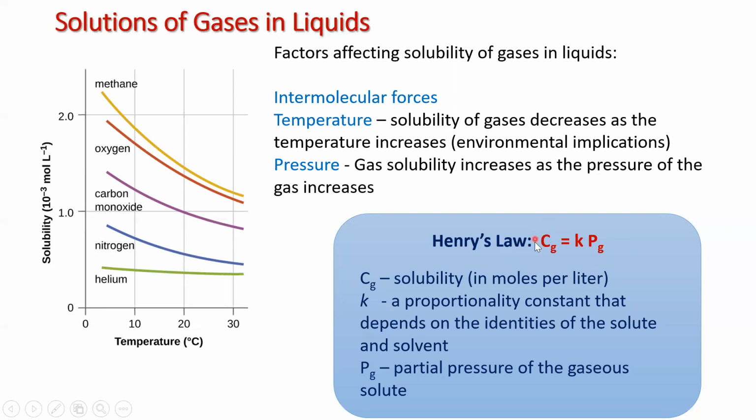So here, this is the molarity of the gas, the moles per liter. The k is just the proportionality constant that allows us to have an equation. And our P sub G is the partial pressure of the gas. So as we increase the partial pressure of the gas, we increase the concentration. They're directly proportional.